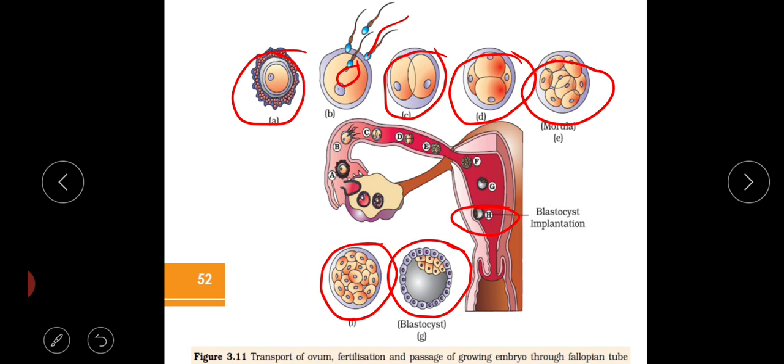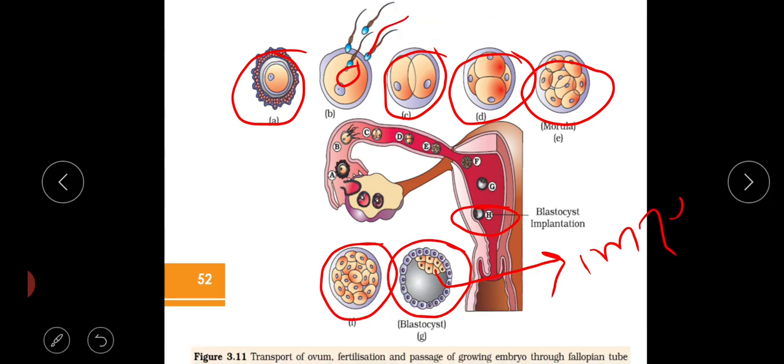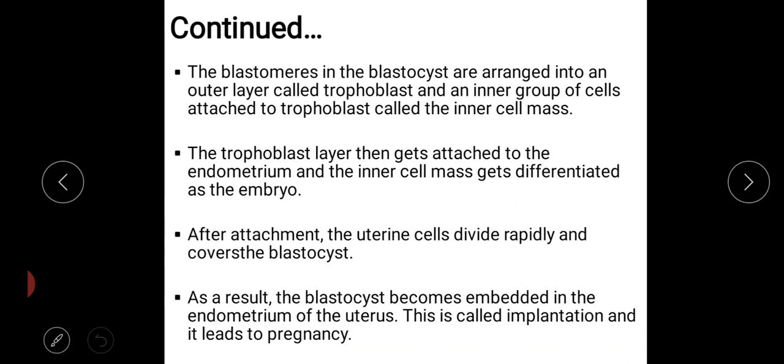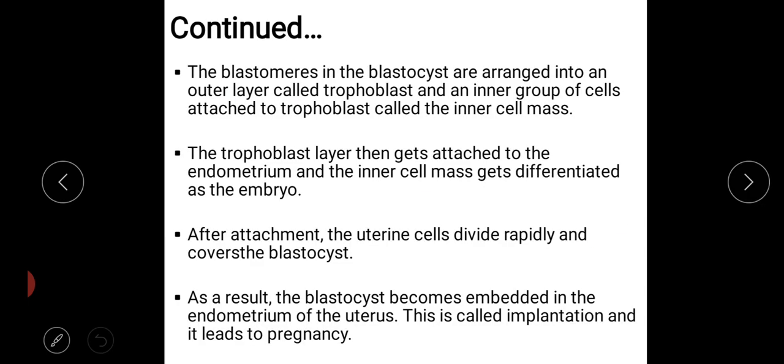In the blastocyst structure over here, you can see the small cells, they are known as the inner cell mass. As I have told you, the blastomeres in the blastocyst are arranged into an outer layer called trophoblast, and an inner group of cells. You can see this is the trophoblast. These outer cells are trophoblast. The inner is the inner cell mass.